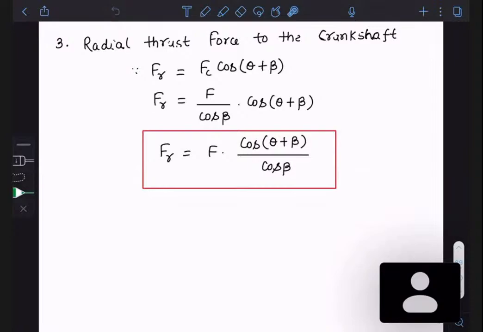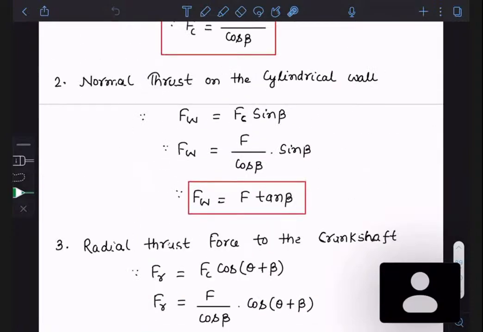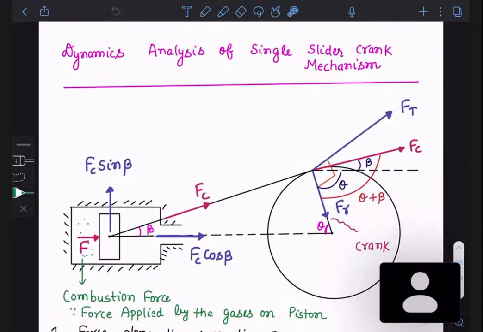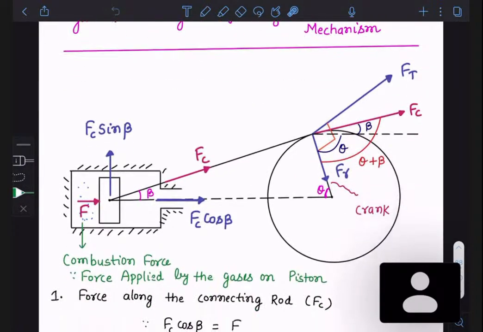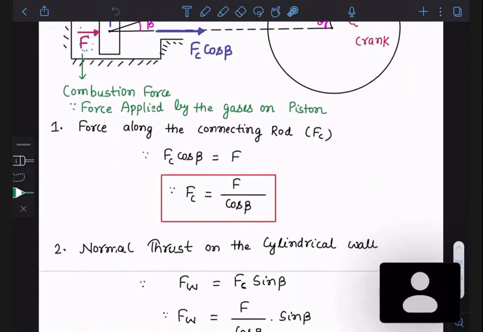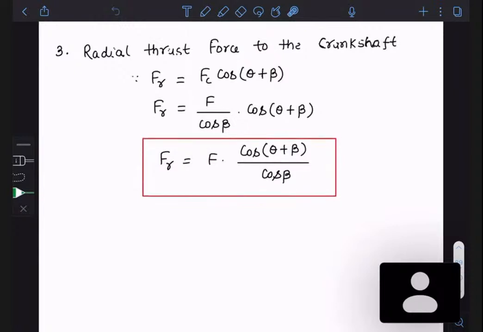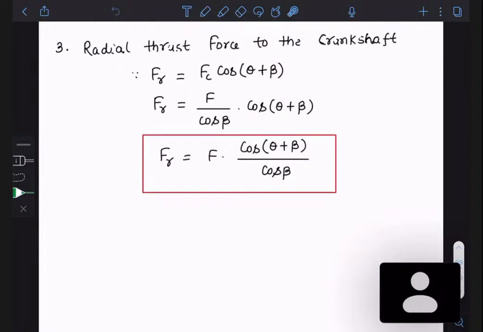So guys, I was discussing the dynamics analysis of single slider crank mechanism. In that, I have discussed the radial thrust force. Now I am going to discuss the radial torque, the tangential force to the crankshaft.